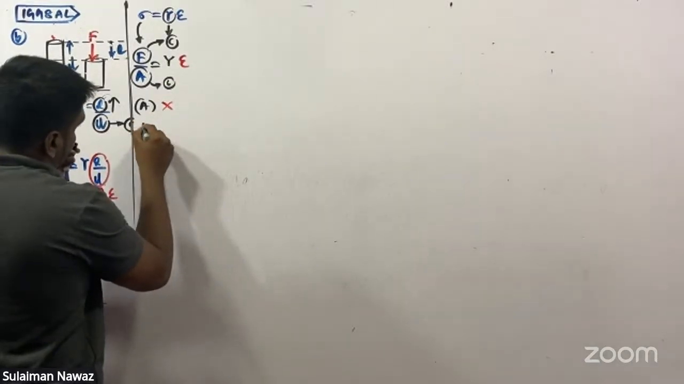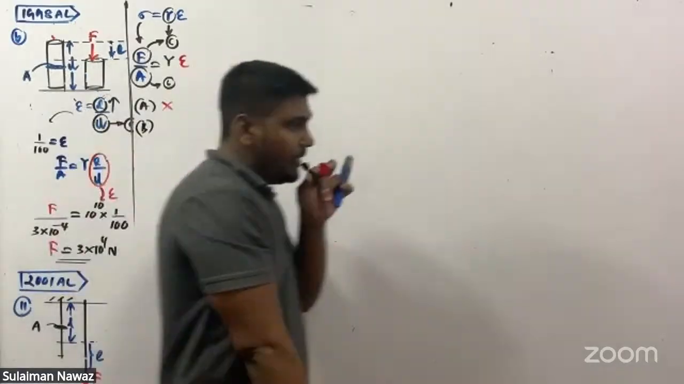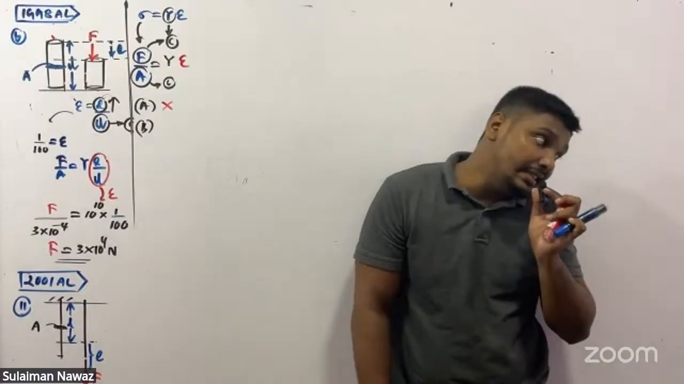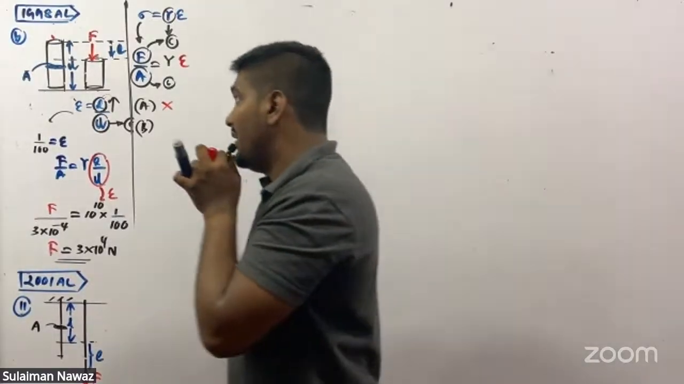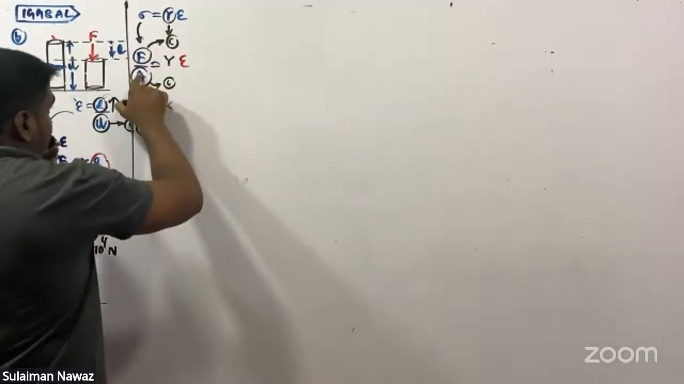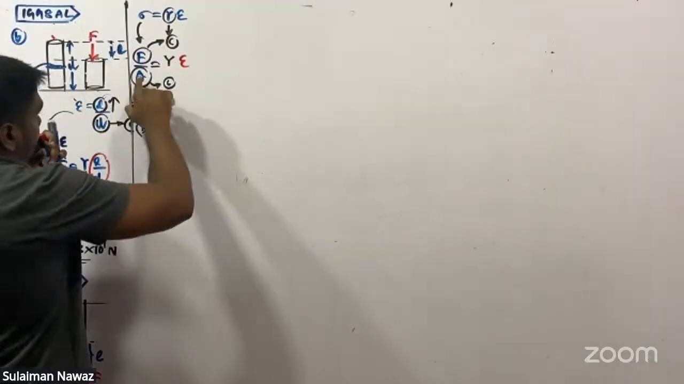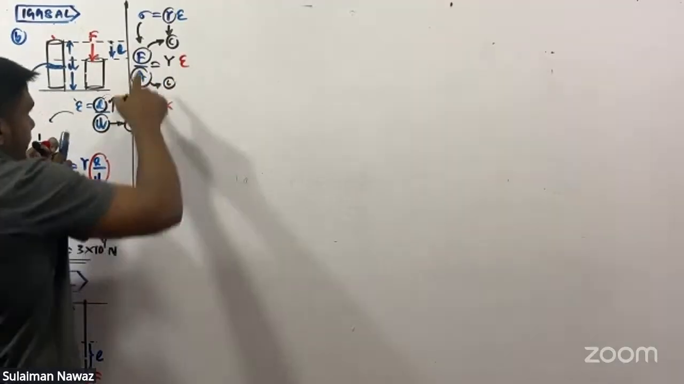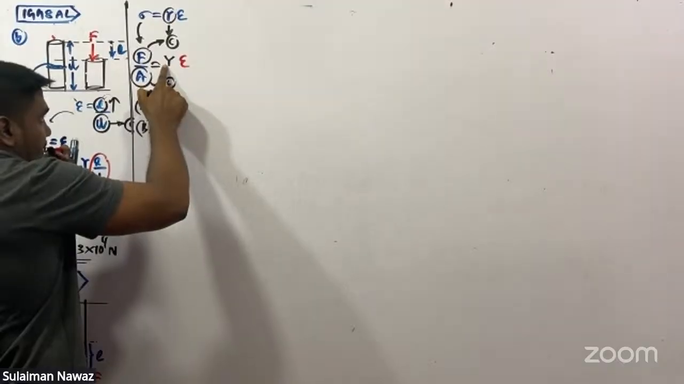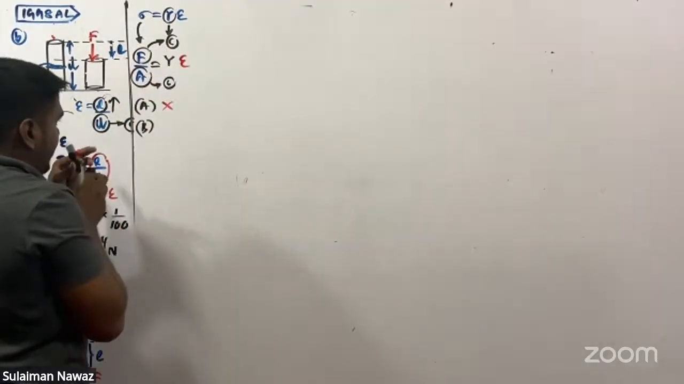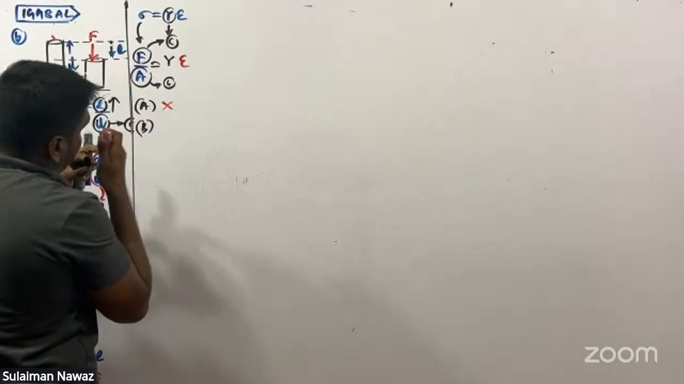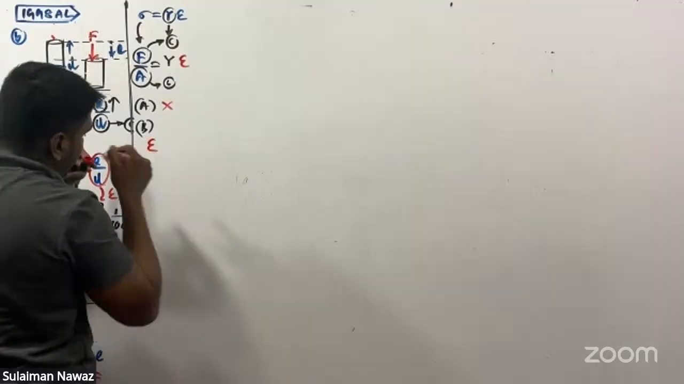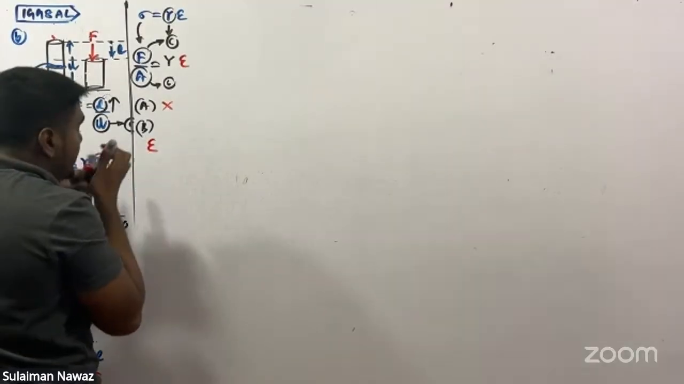Statement B: if the area of the cross section of the wire is doubled, the strain in the wire doubles. Again, same story, but this time they are telling that if the area is doubled, strain becomes double. That's wrong, because F is a constant and Young's modulus is constant. You can write down this equation. Strain, from this equation, with F and Y constants, force and Young's modulus, strain is inversely proportional to the area.